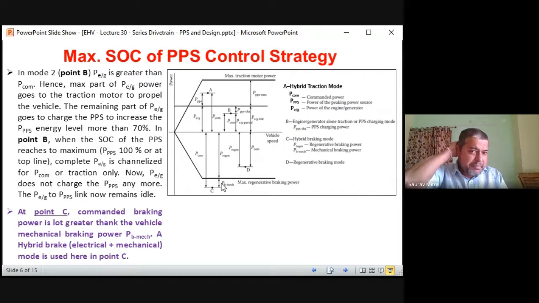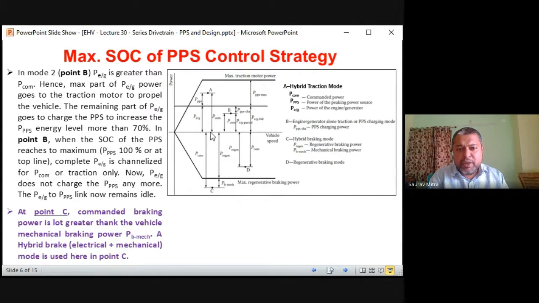In a hybrid system, braking is also hybrid. In this case, we are using two kinds of braking: one is mechanical braking, and another is regenerative or electrical braking. This much is the mechanical braking and this much is the regenerative or electrical braking. At point C, the commanded braking power is a lot greater than the vehicle mechanical braking power PB mech, so this much total braking power is expected.